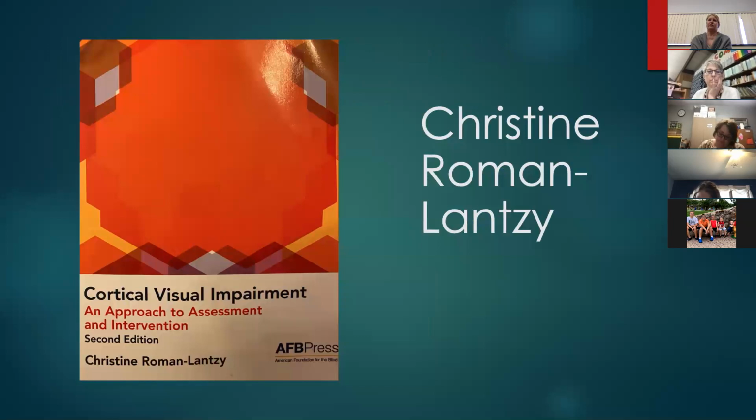So starting with Christine Roman-Lansky's assessment, this is what her book looks like. You may have seen this. You, again, don't have to run out and order this, but if you want a good book on assessment or visual CVI, this is one of the main ones, and it's by the American Foundation for the Blind, or AFB Press. This is the second edition. This was written in 2018, I believe. This would be the one to get over the first edition. There have been some significant changes made.